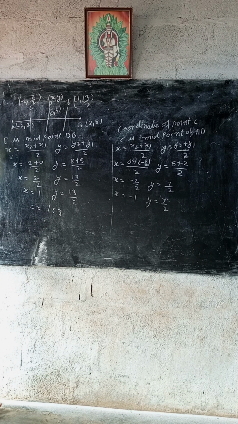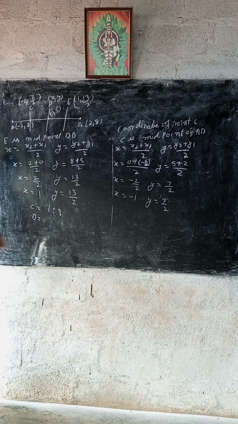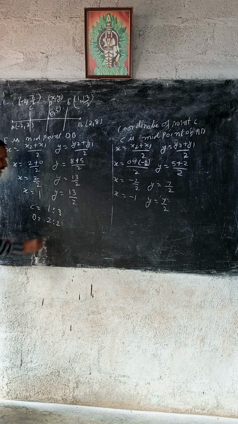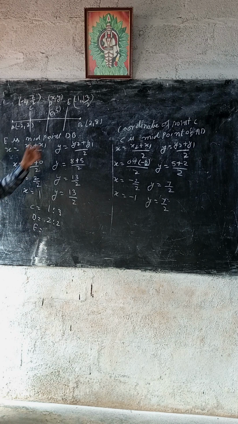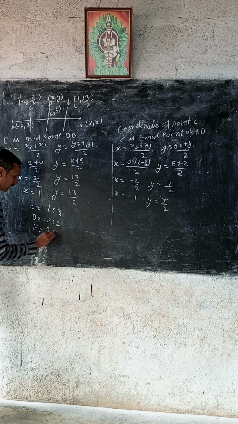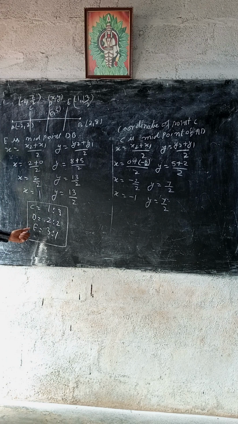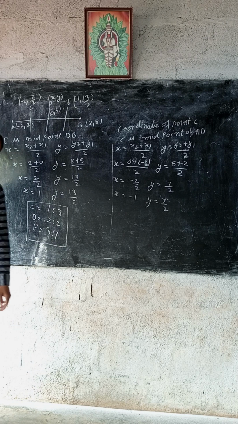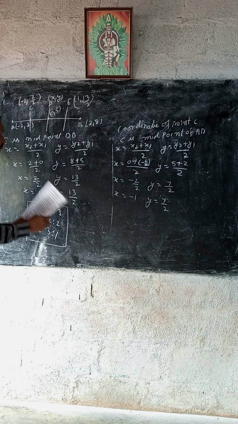Now for the D point, the ratio m1 and m2 becomes 2 is to 2, which means 1 is to 1, and it is the midpoint. And for the E point, the ratio will become 3 is to 1. By the section formula, if you use these ratios m1, m2, then you can find the coordinates like that also. Next we are going to the last question of the exercise, and that is question number 10.